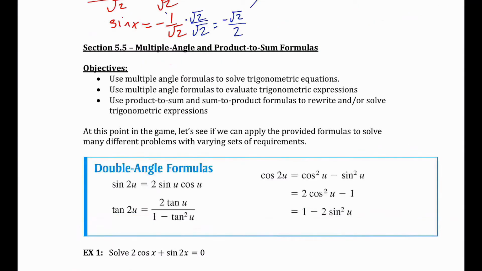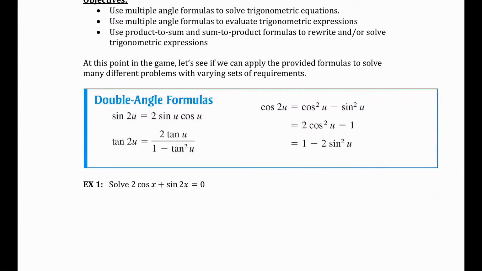So let's start off with these things called double angle formulas. At this point of the game, let's see if we can apply these next couple formulas to work with different problems. Sometimes we just have to break things down a little bit. So double angle formulas: we have the sine of 2 times some angle u. We can split it up into 2 times the sine of u times the cosine of u.